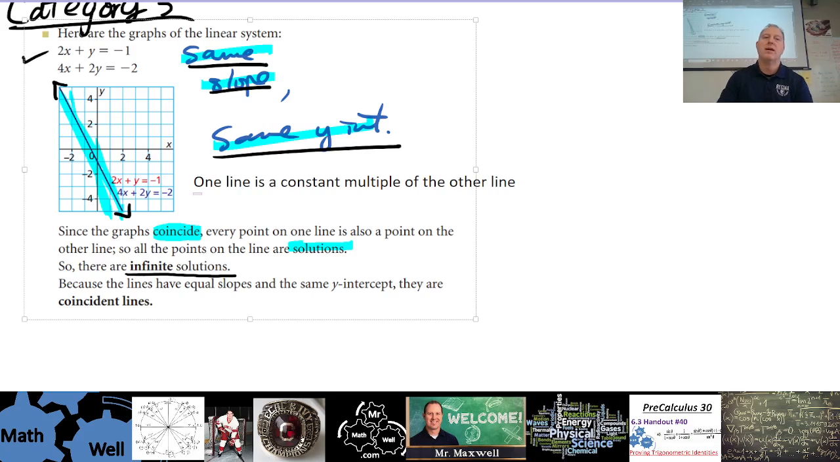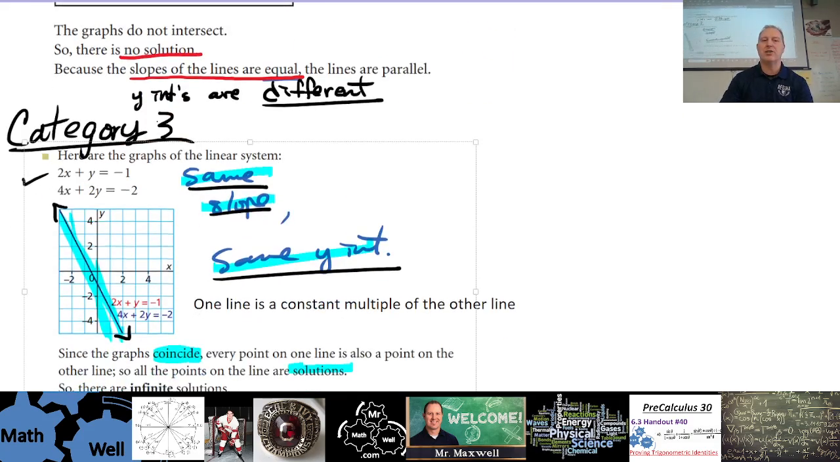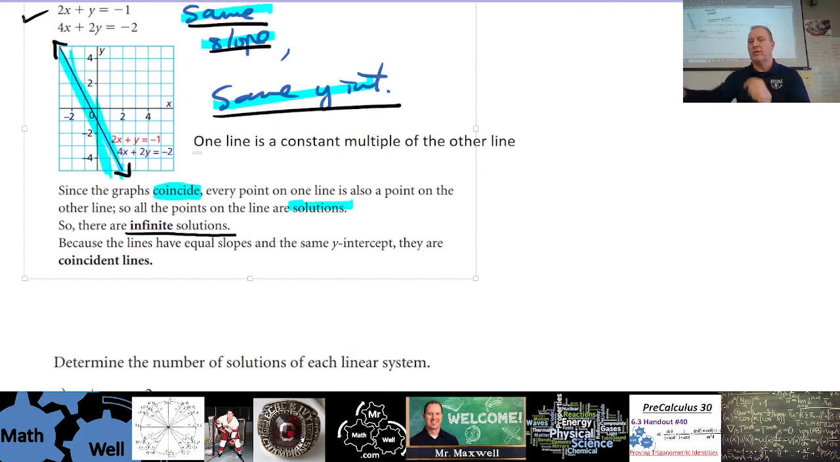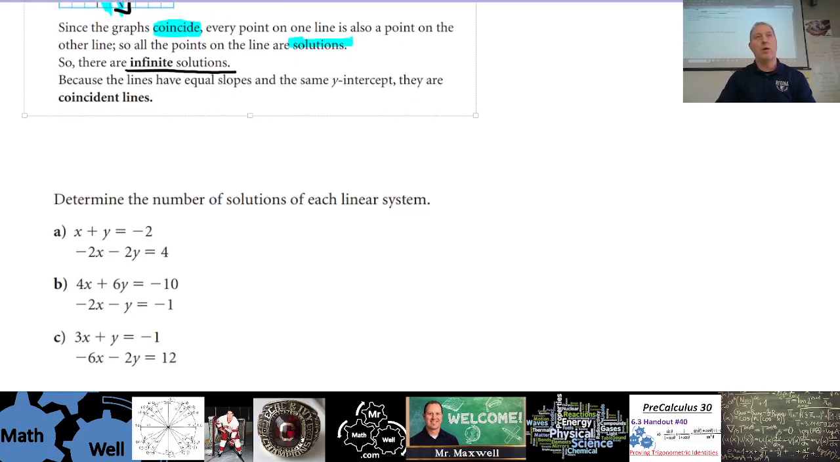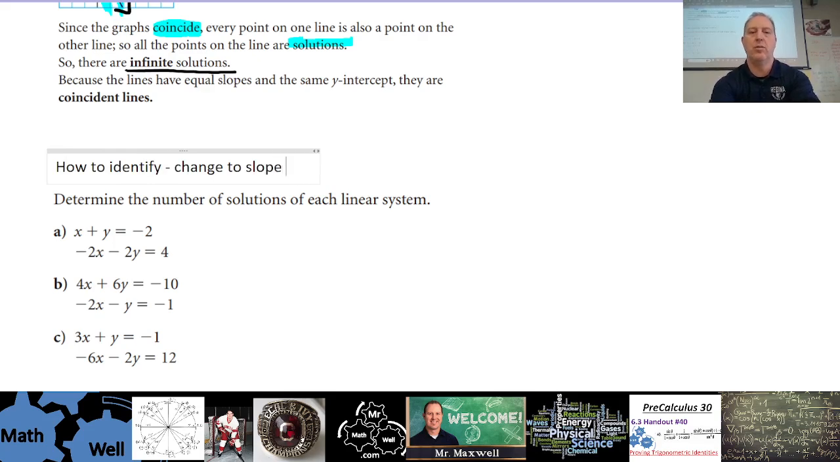So how do we identify each of these categories? It's actually pretty easy. And we've done this already, you want to change the equations into y equals mx plus b. So how do we identify? Change to slope y-intercept form, and simply examine the slope and the y-intercept. That's how you do it.